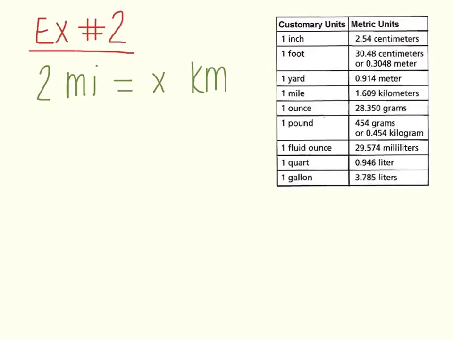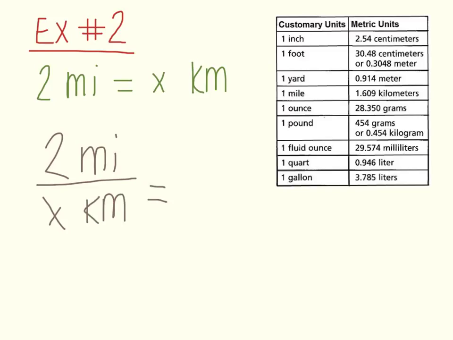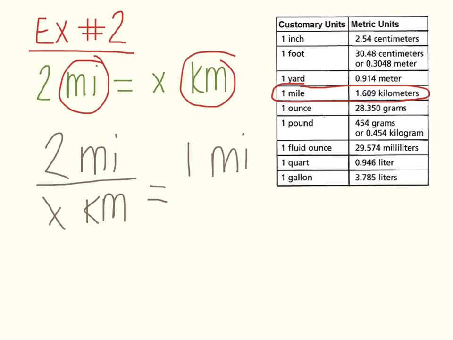Example 2, we have 2 miles over X kilometers equals, now we look in the chart to find the comparison of miles and kilometers, which is right here, and we write that in as the second part of our proportion. 1 mile is equal to 1.609 kilometers. And now we cross multiply.